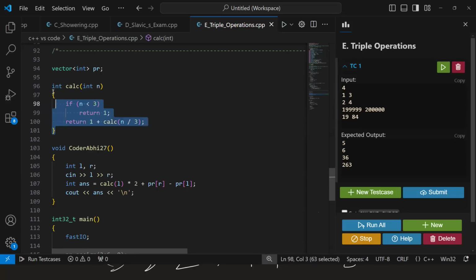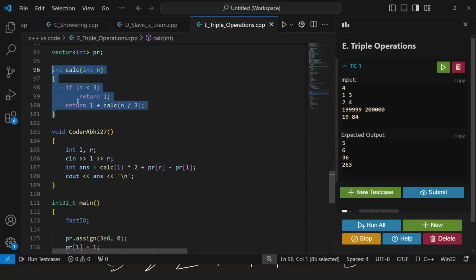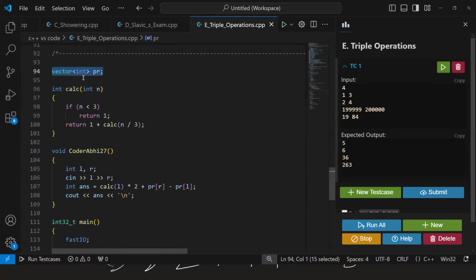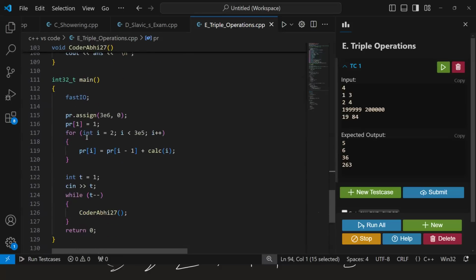So through this recursive formula, we can just calculate how many steps n takes to get reduced, in log base 3 time complexity. Okay. So this is the first function that we created. And we need to pre-compute the prefix array. So we have taken a global prefix array.